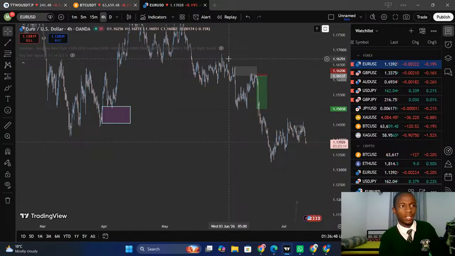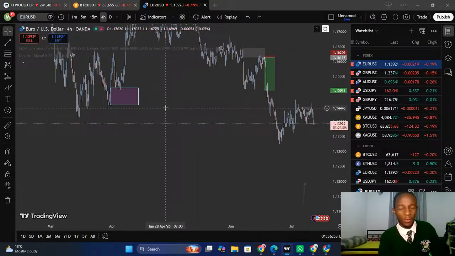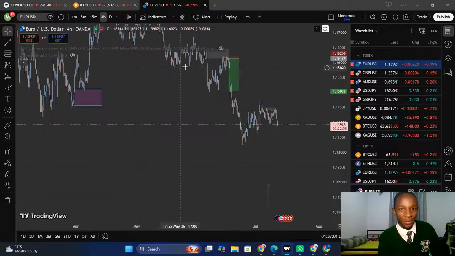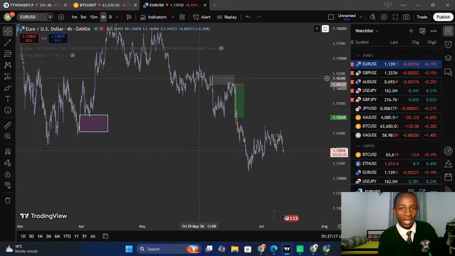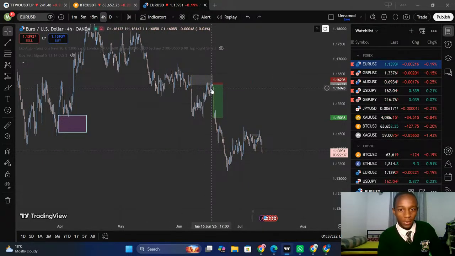Tell me in the comment section. I'm going to look at that strategy again: accumulation, manipulation, and distribution. We were just accumulating from here and here, collecting liquidity, then broke above. This was the manipulation, because it manipulated people into thinking we were going big time buys. Then we started dropping massively and formed these double tops, which probably have liquidity above.